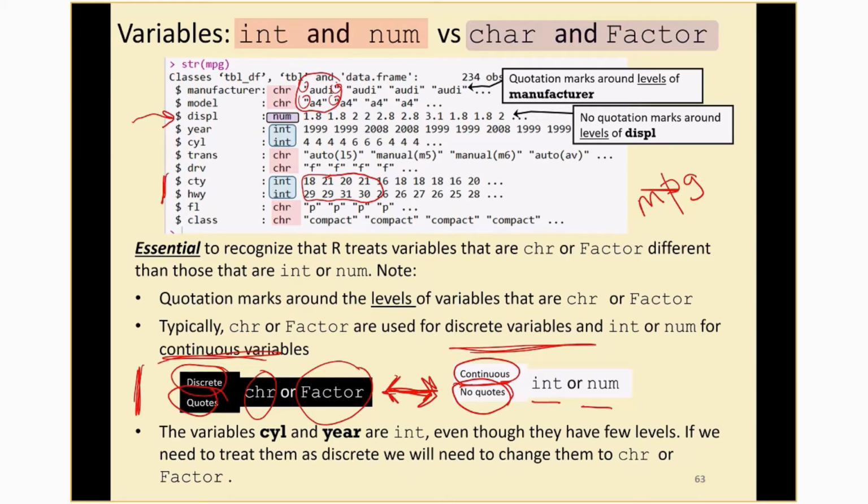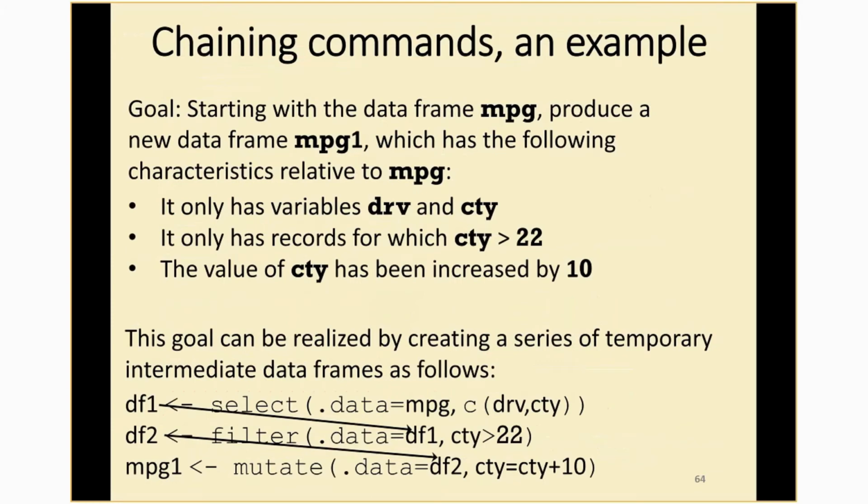It's because everything that happens in R happens as a consequence of a function, and the function is likely going to expect something from this group or something from this group, and if you feed it something from the wrong group, nasty things are going to happen. So, next topic is this notion of chaining commands.